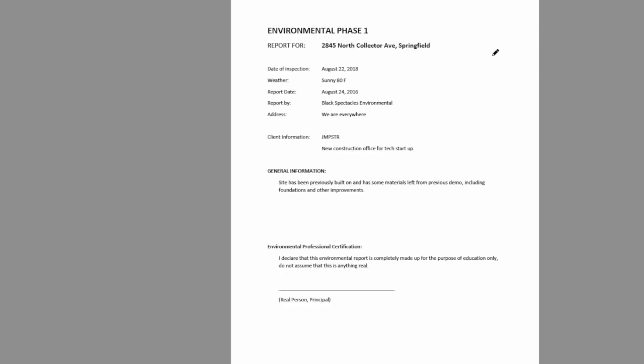It's got some information about the number of employees. It's got some information about how much square footage is expected for each of the different departments. And then it's got some conclusions, sort of a general problem statement for the project. And then after we take a look at that program, we can see we have an environmental phase 1.